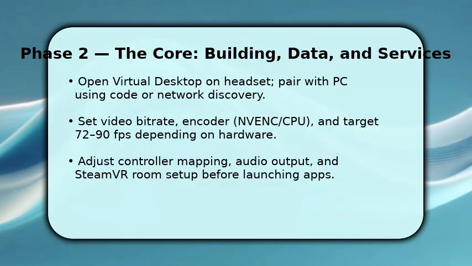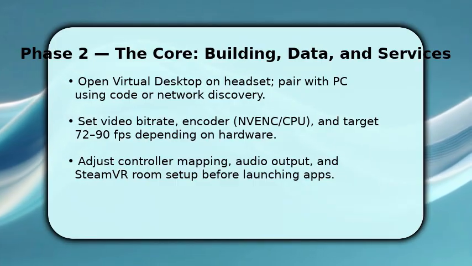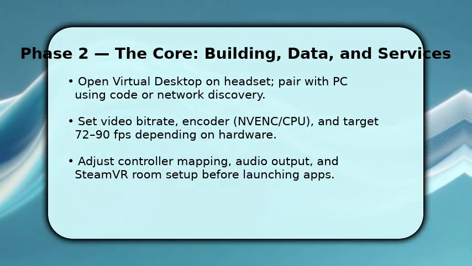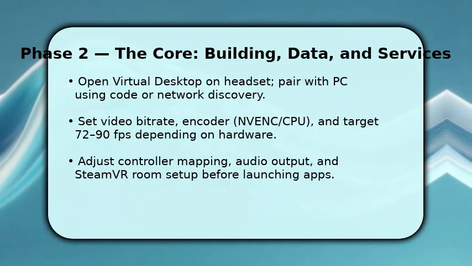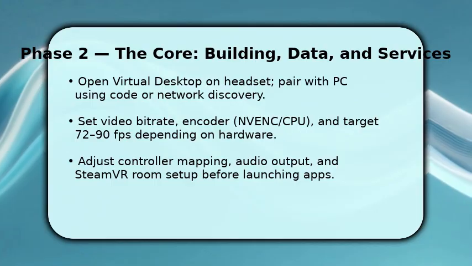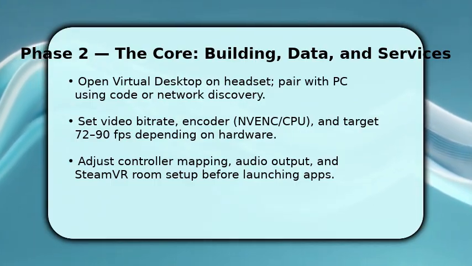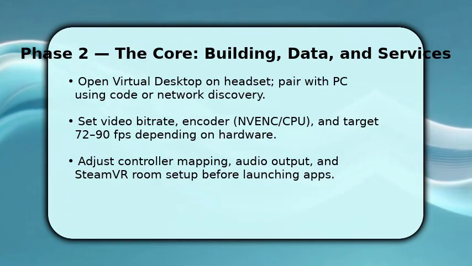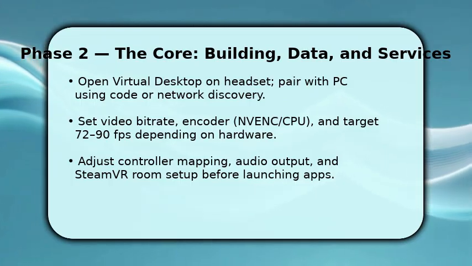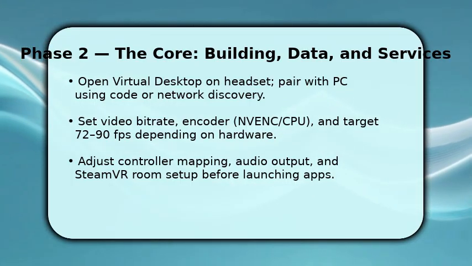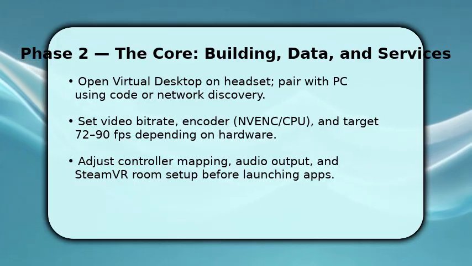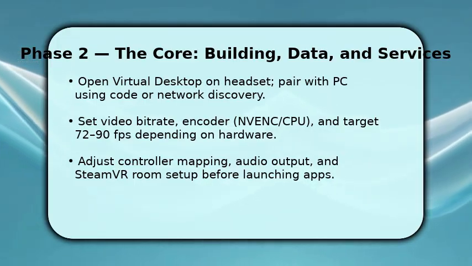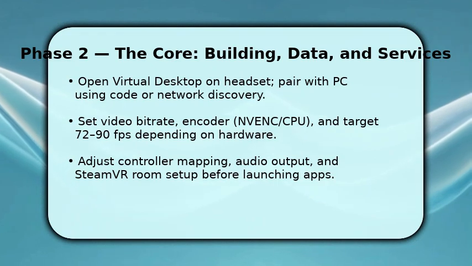First, open Virtual Desktop in the headset and pair to your PC using the on-screen code or automatic discovery so the link is secure. Then adjust the video bitrate and encoder, NVENC if you have an NVIDIA GPU, to balance quality versus latency. Choose a target frame rate like 72 to 90 FPS depending on your hardware. Also set controller bindings and audio output, and verify SteamVR Room setup so your tracking and boundaries behave predictably.